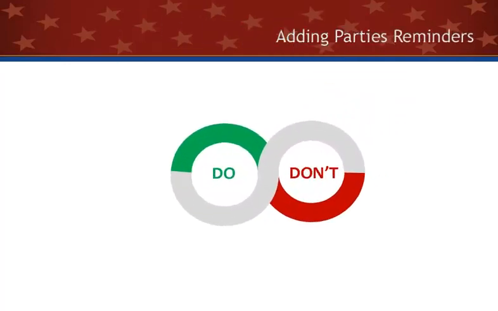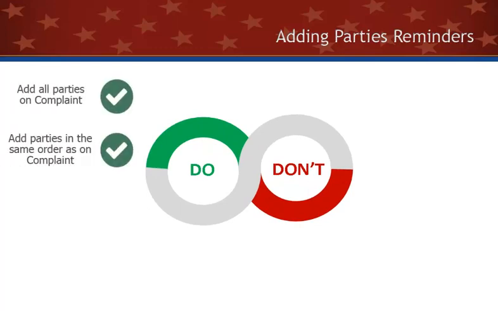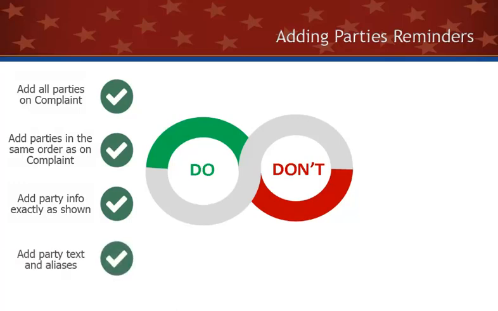Before we walk through adding parties in CM-ECF, let's review some reminders. When adding parties to your case, remember to add all parties in the order they are listed on the complaint. Add party information exactly as shown. For example, only add the middle name or middle initial if it's on the complaint. Also, remember to add party text and aliases.